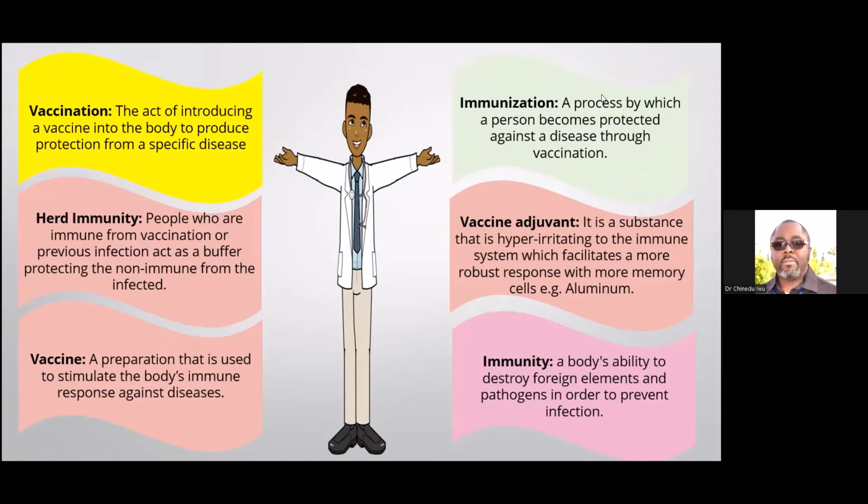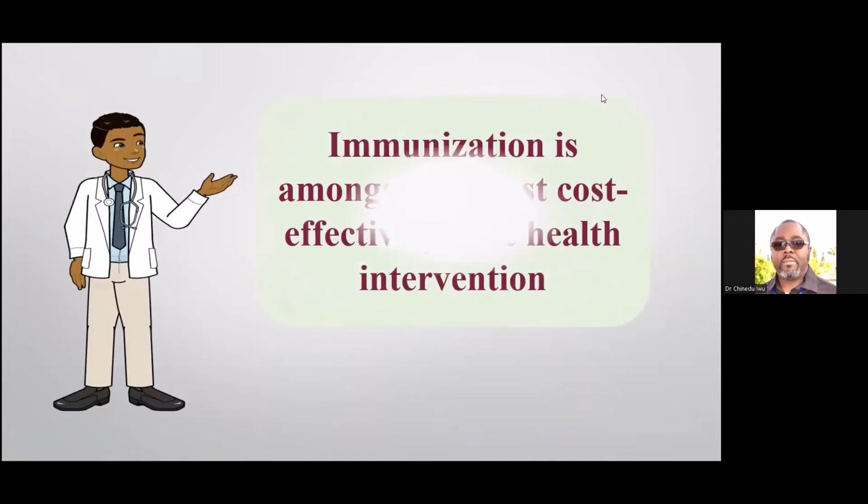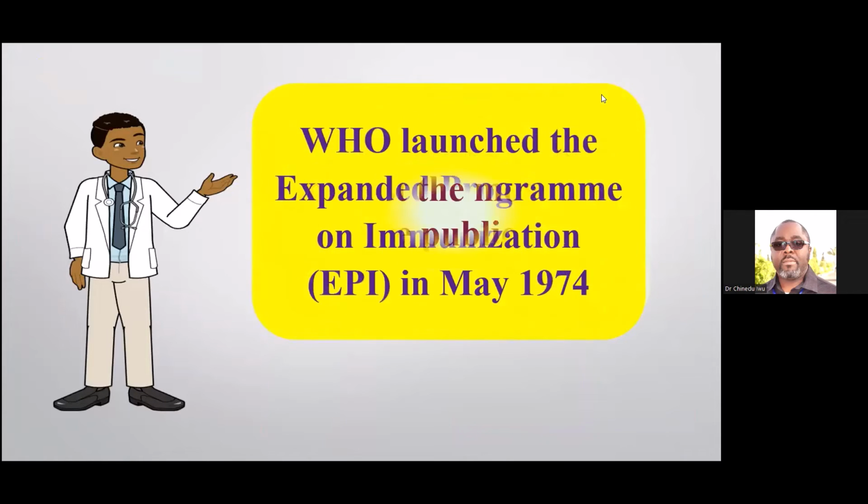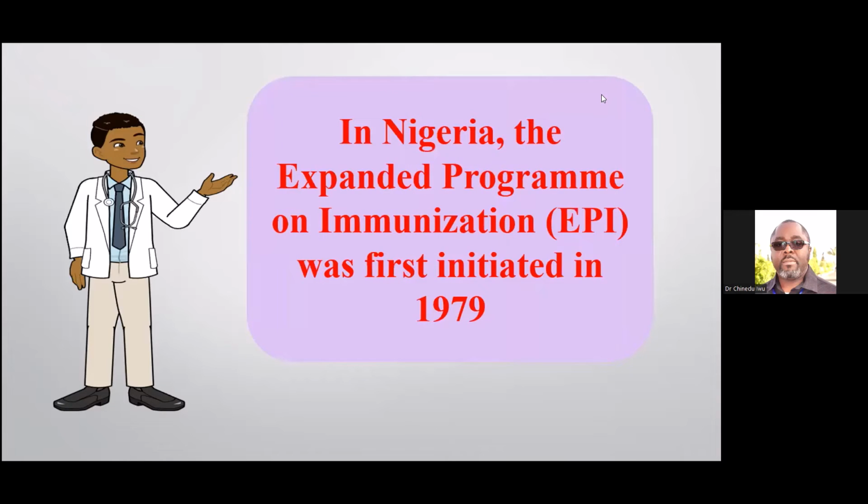is a substance that boosts the response. People who are immune from vaccination or previous infection act as a buffer. Immunization is amongst the most cost-effective public health interventions. The EPI was launched in 1974. The first EPI diseases were different, including tuberculosis.